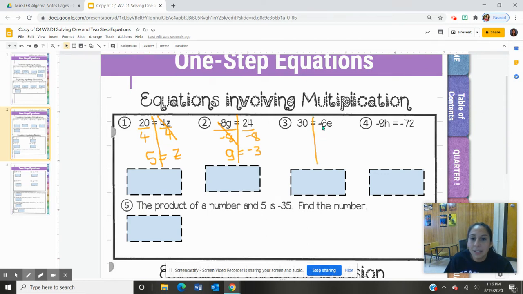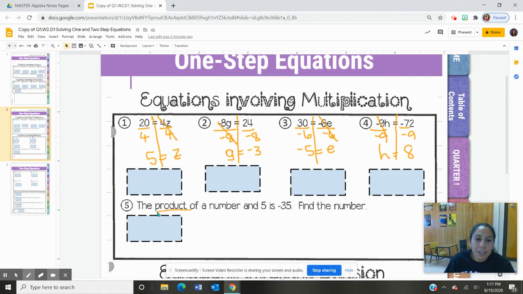Problem 3, negative 6e. The e is on this side, so we're going to divide by negative 6, and I divide this side by negative 6. So I end up with negative 5 equals e. The next problem. If you look at this one, H is being multiplied by -9, so I divide by -9. Divide this side by -9, so H is equal to 8. Negative divided by negative gives you +8.